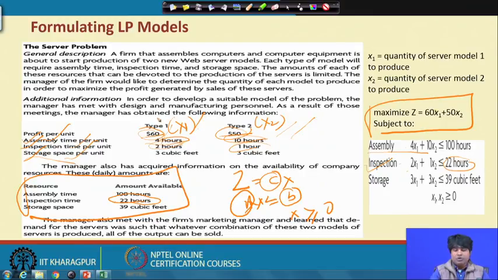Then the third constraint will be the storage space, and for that, 3 units for type 1 and 3 units for type 2. So, the left hand side of the constraint will be 3 x1 plus 3 x2, and then how much availability: storage space availability is 39. So, we put here less than or equal to 39. That means whatever availability is here, these are maximum availabilities.